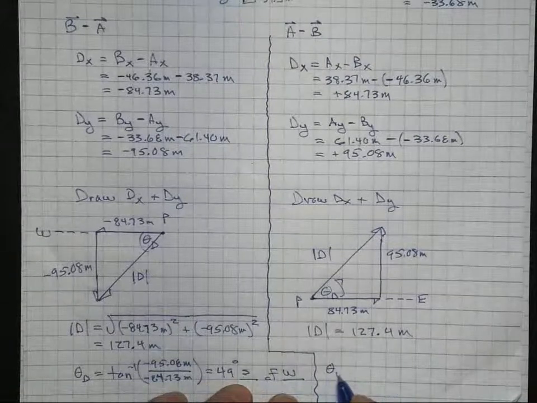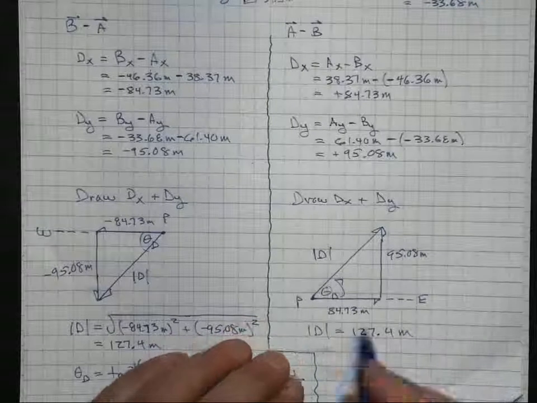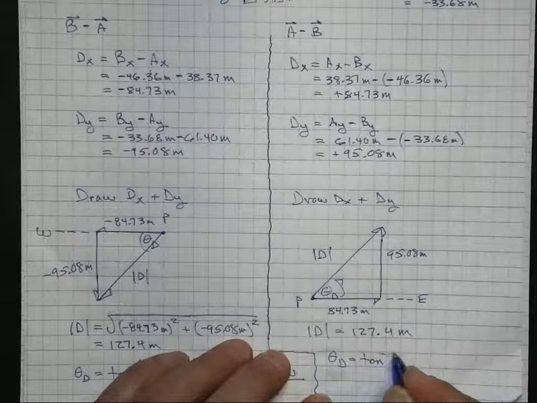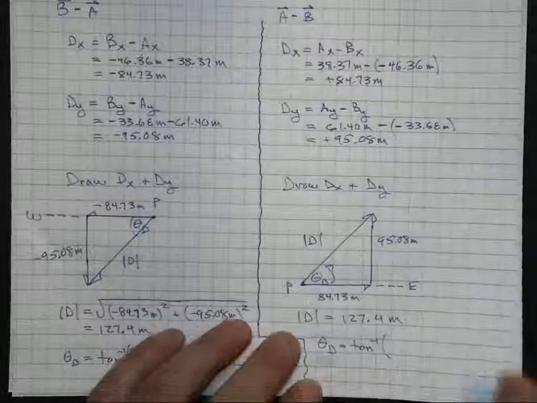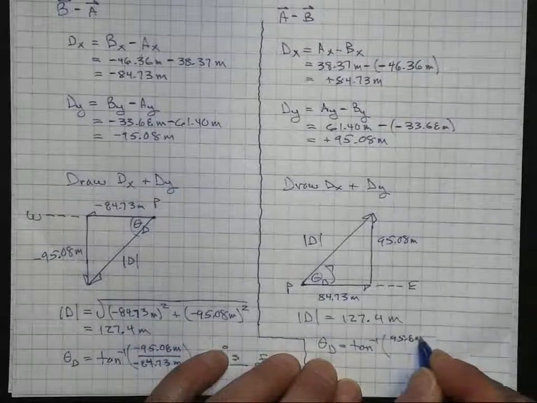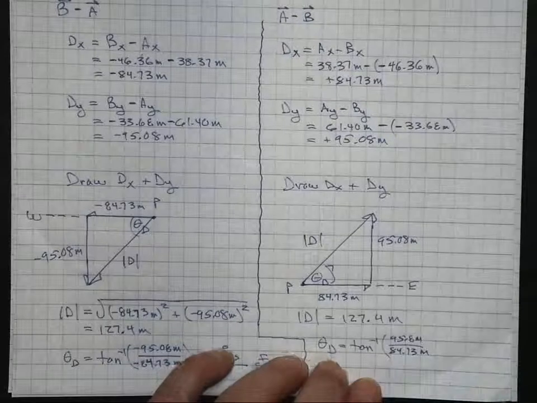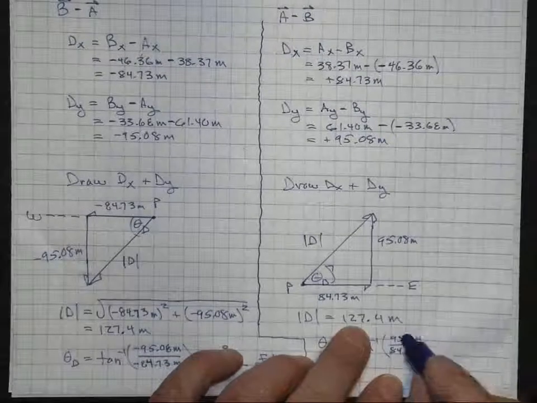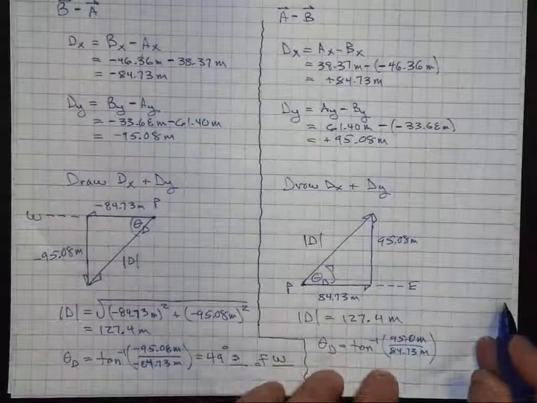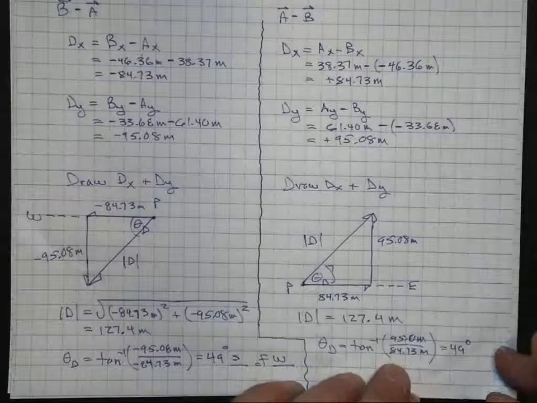Let's just convince ourselves that the angle's the same as well. So theta D over here would be, I'm going to move this up so we have a little more breathing room. Theta D is going to be the inverse tangent, the arctangent of opposite over adjacent. That would be 95.08 meters over 84.73 meters. Sorry, that's 95.08, sorry about that, gang. I think we know where this is headed. We're going to get, again, 49 degrees.